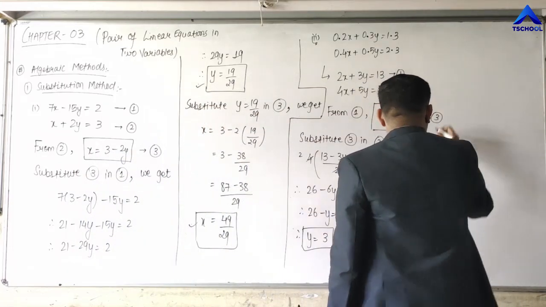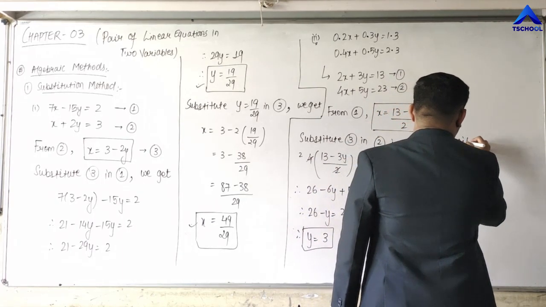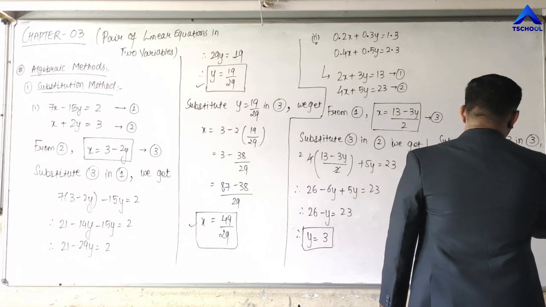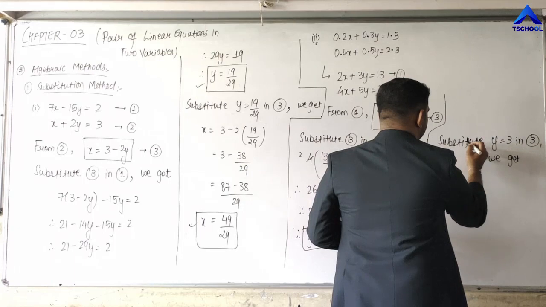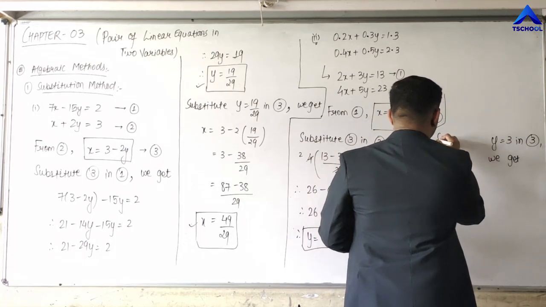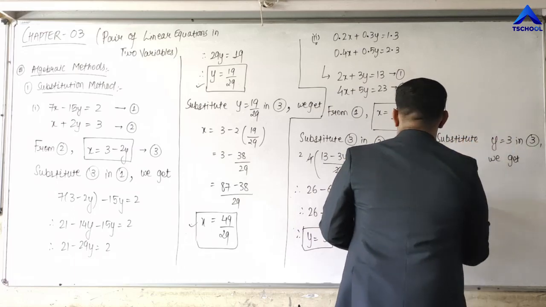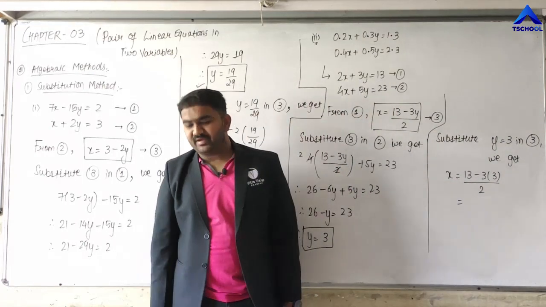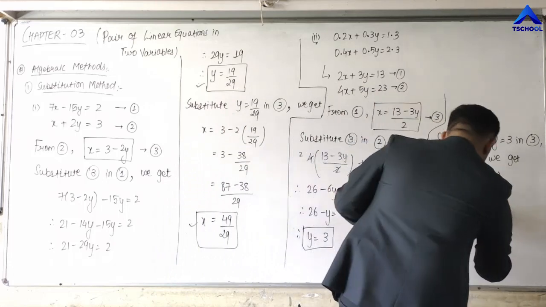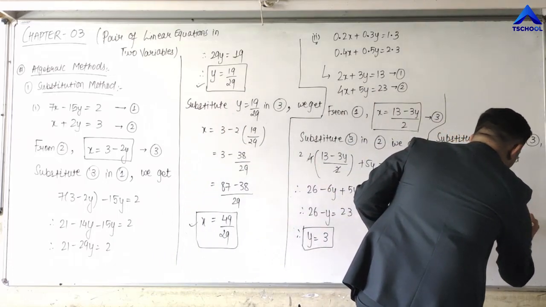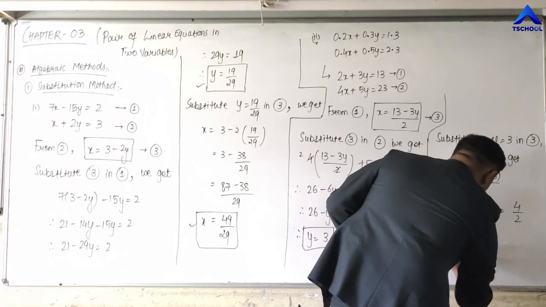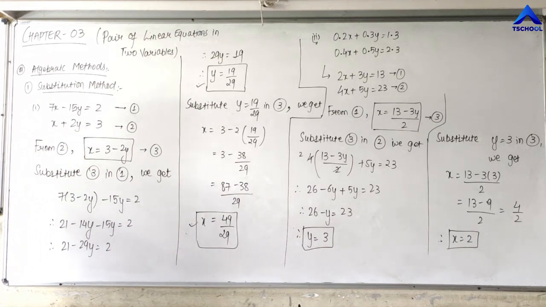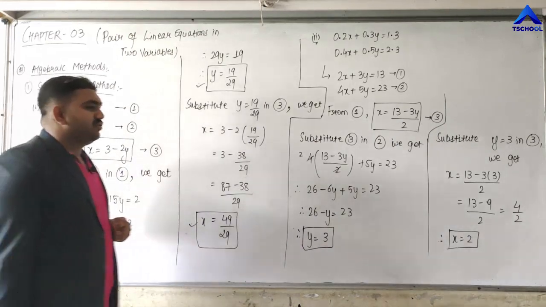Right, now substituting again, what do we do? Substitute y equal to 3 in equation number 3. Let us see what we get here: x equals to 13 minus 3 into 3 upon 2. So what is 3 into 3? Good, 9. 13 minus 9, that will give me 4. So that is 13 minus 9 by 2, that is 4 upon 2, and hence we get x equal to 2. Right, so what is the conclusion from this? That the solution to this given pair of equations in two variables is x equals to 2 and y equals to 3. Is it clear everyone now?